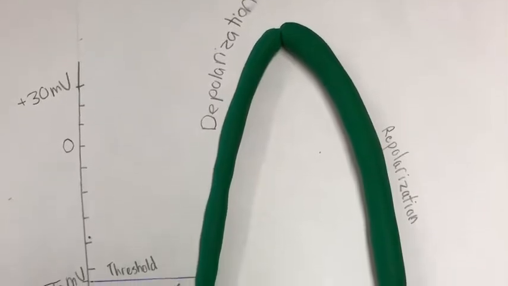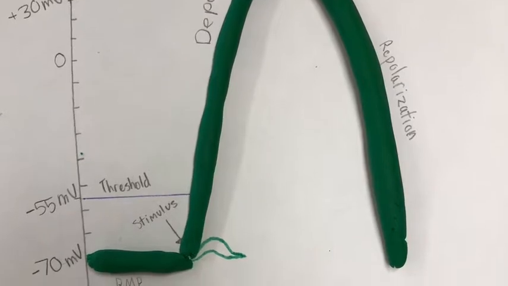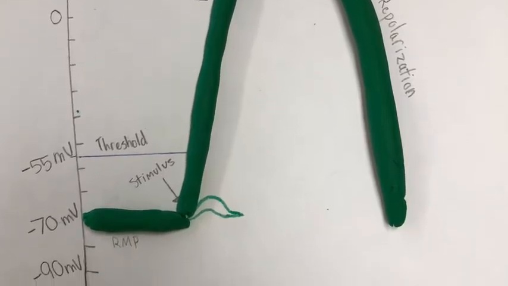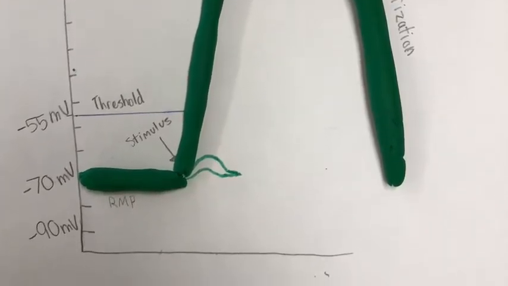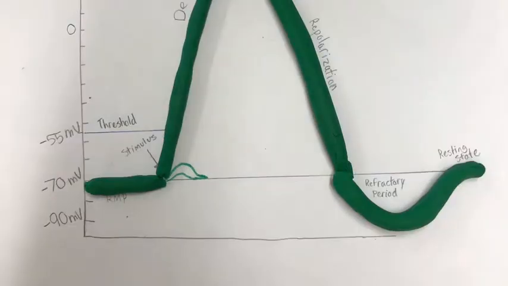Immediately after, the potassium channels open and repolarization begins as potassium diffuses out of the cell. This process continues until it reaches about negative 85 millivolts, which is called hyperpolarization or the refractory period. Its purpose is to keep the cell from firing again too soon. Finally, the sodium-potassium pump brings the cell back to its resting state of about negative 70 millivolts.